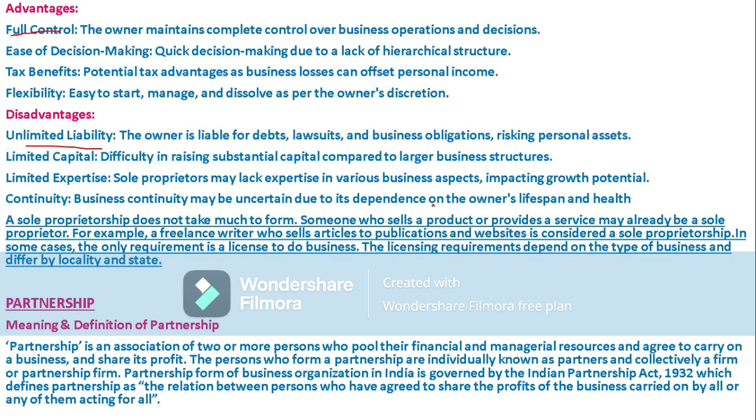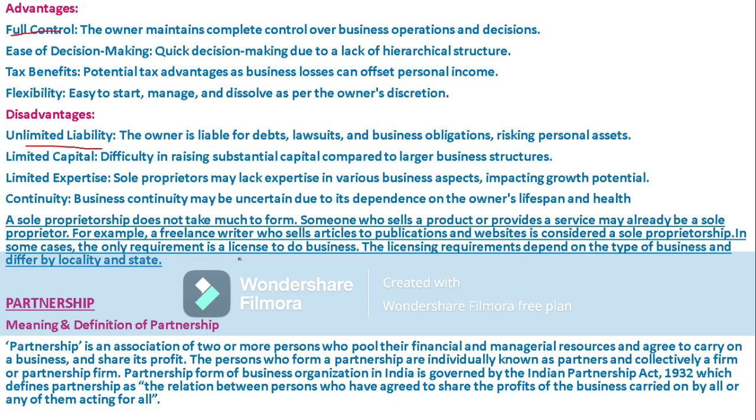Finally, we can say that a sole proprietorship does not take much to form. It is easy to form because only a single person is involved in having a business. Someone who sells a product or provides a service may already be a sole proprietor. A single person who sells goods and services, for example a freelance writer, a person who is running a beauty parlor, or likewise a person who is running a retail shop. All of this comes under sole proprietorship.